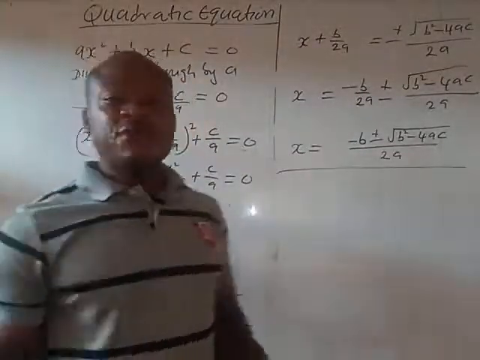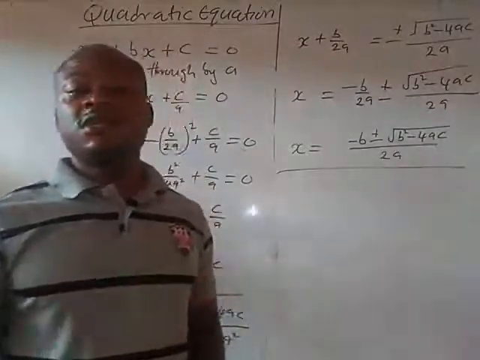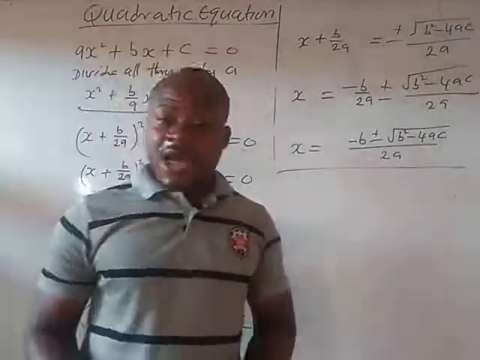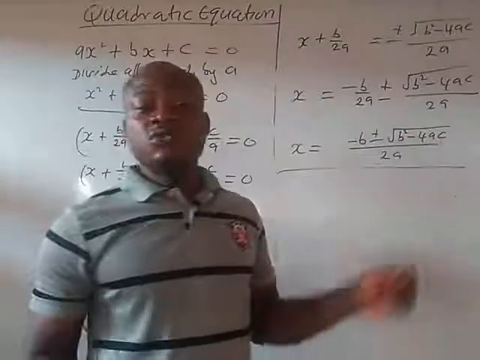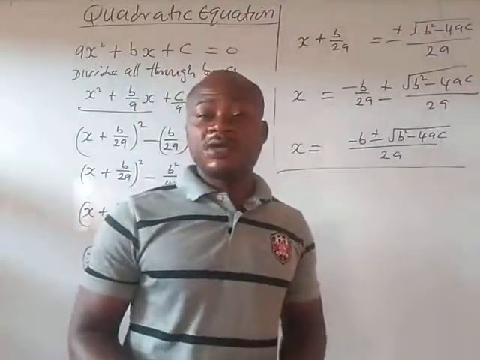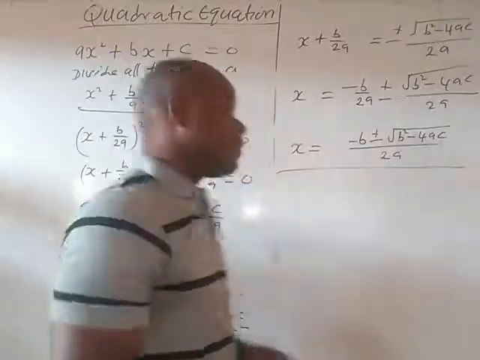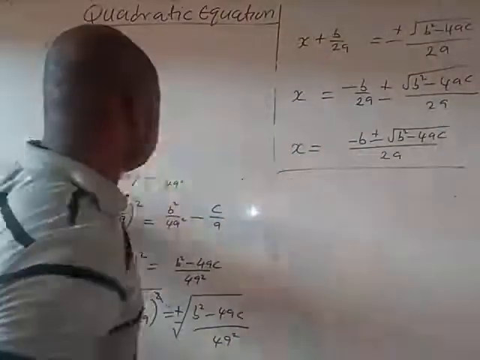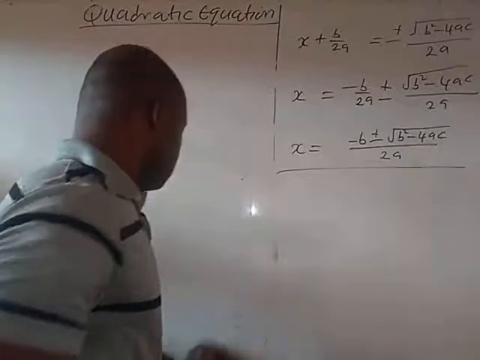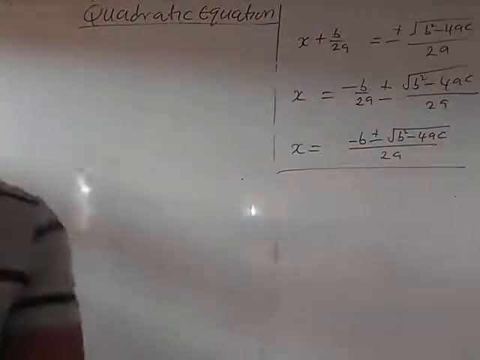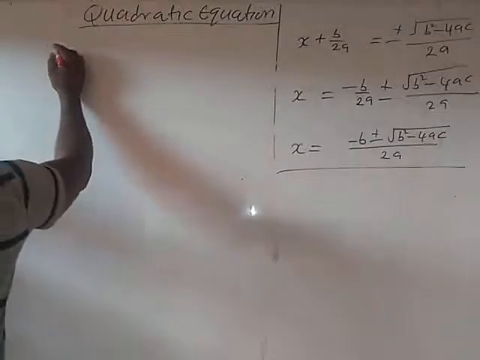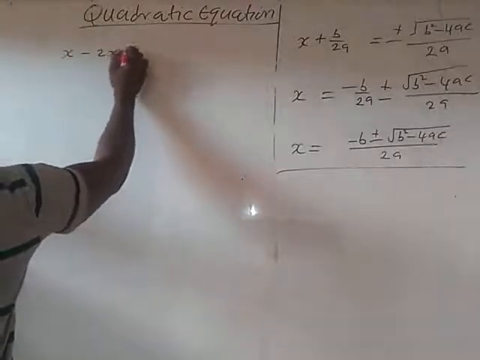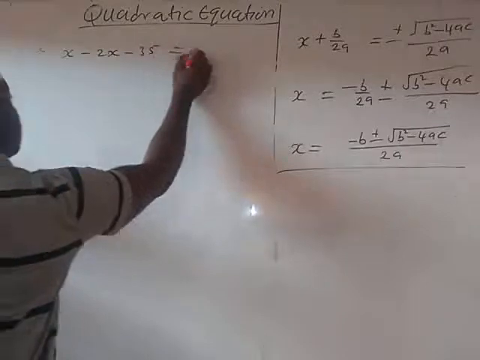Whenever we are given any question in quadratic equation, what we just need to do is to write this formula out and apply it accordingly. How do we do that? Let me show you one example on how to use this particular formula, which is the formula method, to solve a quadratic equation. Supposing we are given x squared minus 2x minus 35 equal to 0.